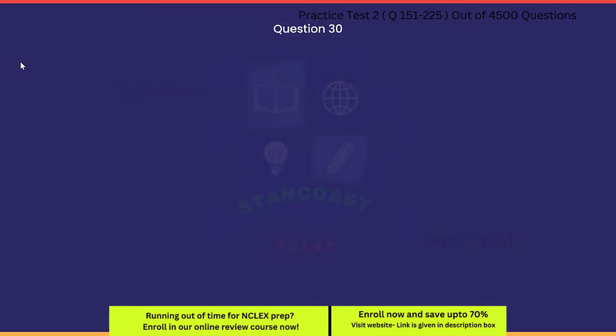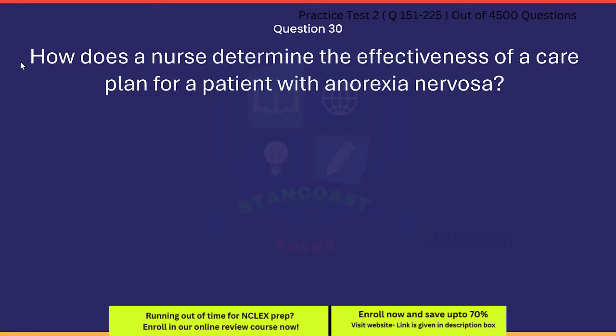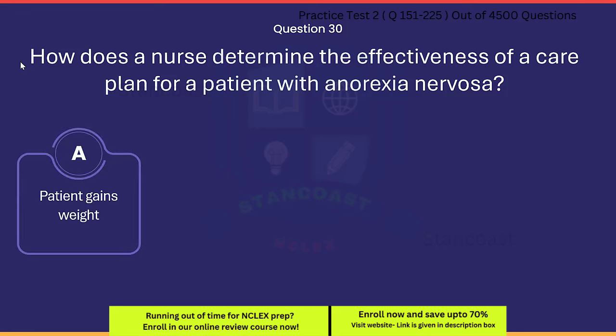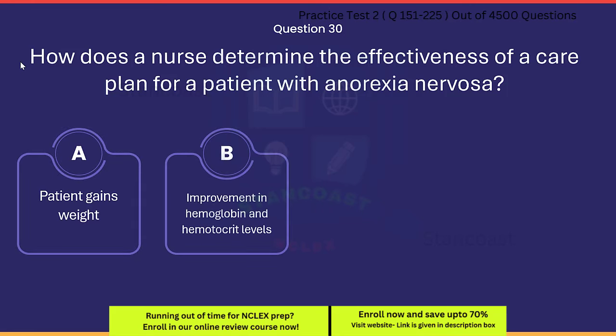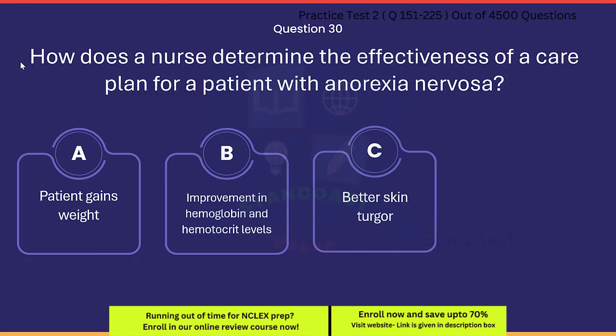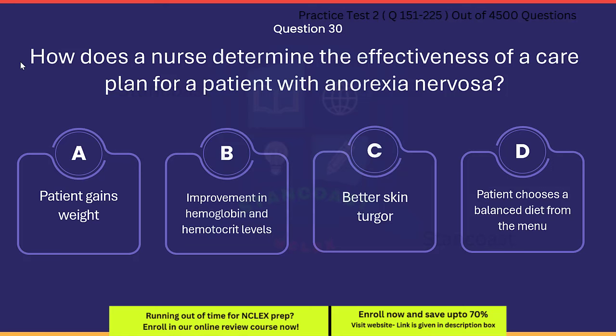How does a nurse determine the effectiveness of a care plan for a patient with anorexia nervosa? A. Patient gains weight. B. Improvement in hemoglobin and hematocrit levels. C. Better skin turgor. D. Patient chooses a balanced diet from the menu. Think about the primary goal in treating anorexia nervosa.